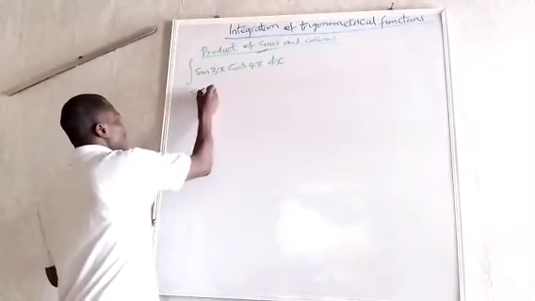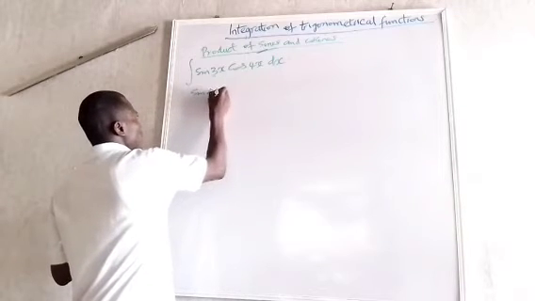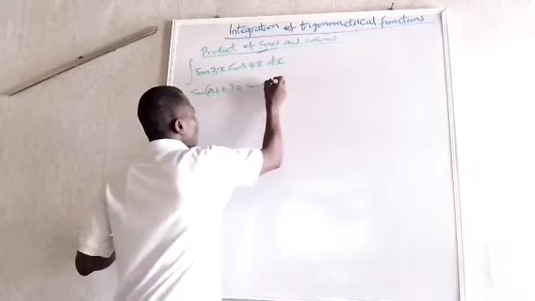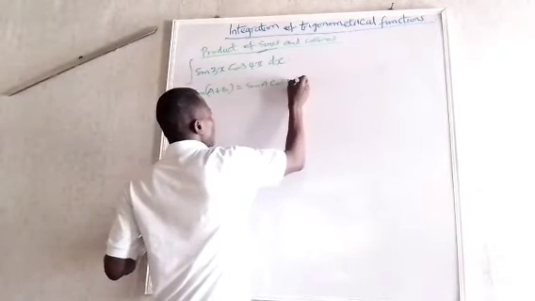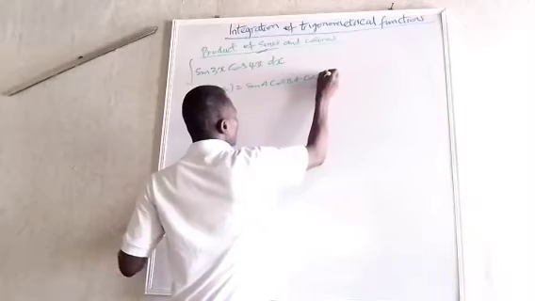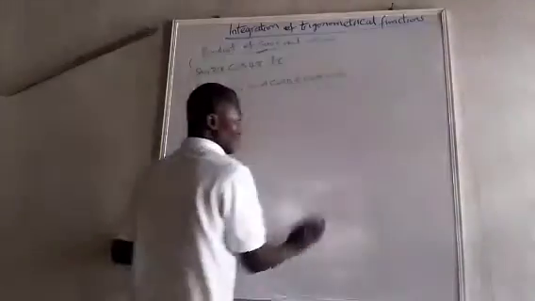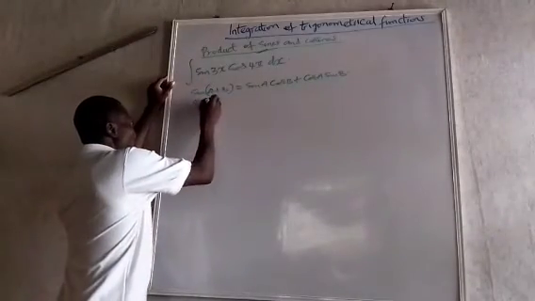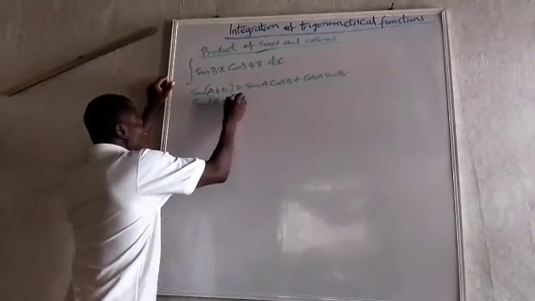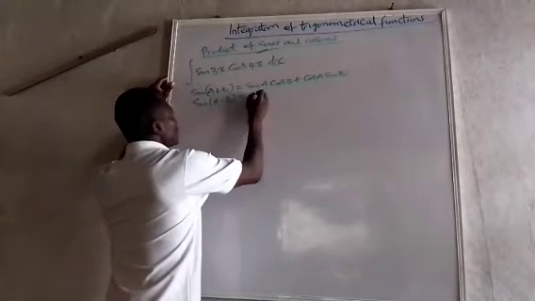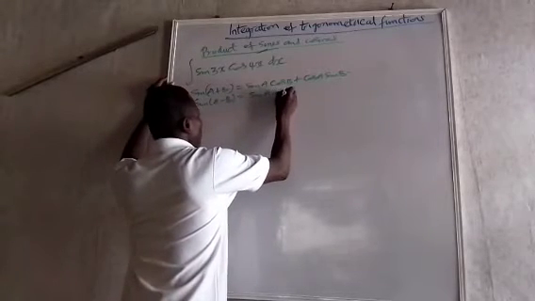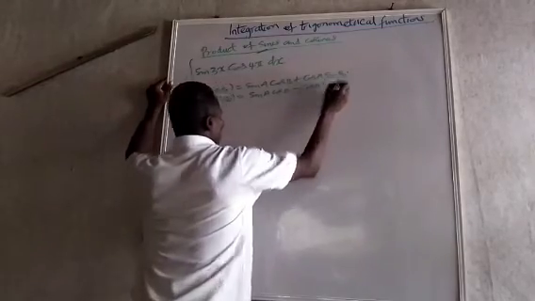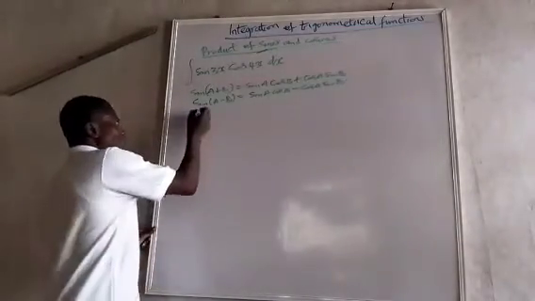You know that sine a plus b is equal to sine a cos b plus cos a sine b. Please remember this. And that sine A minus B will be equal to sine A cos B minus cos A sine B. Same thing for cos.